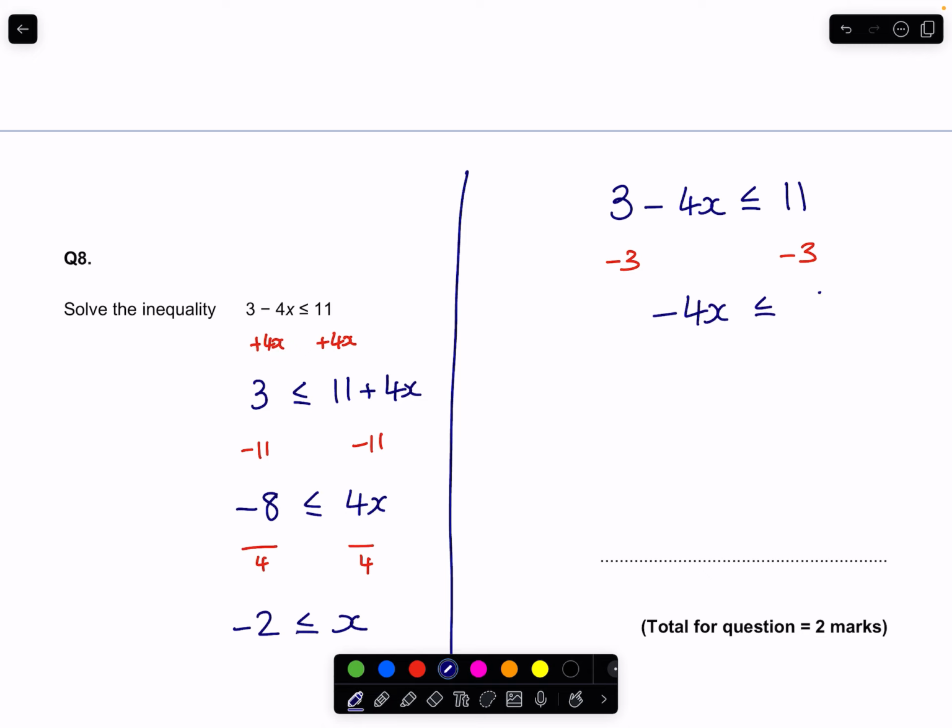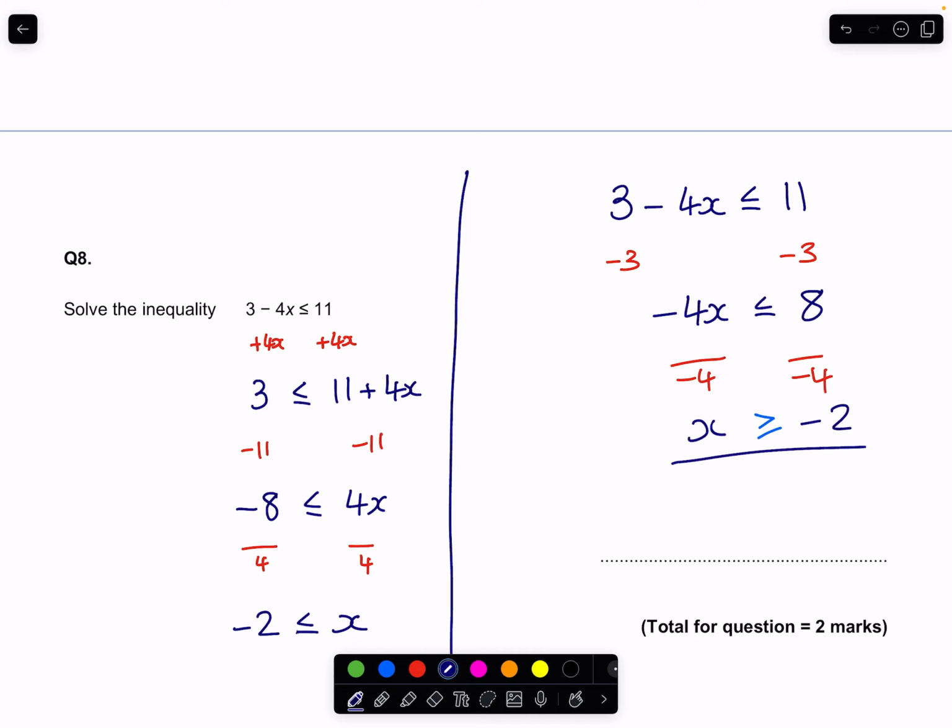And that's not going to happen when we take away 3 from both sides, but it is going to happen now, because we're going to divide both sides by negative 4 in order to get x on its own. So that's going to turn this around to becoming a greater than or equal to. So we end up with x is greater than or equal to minus 2.